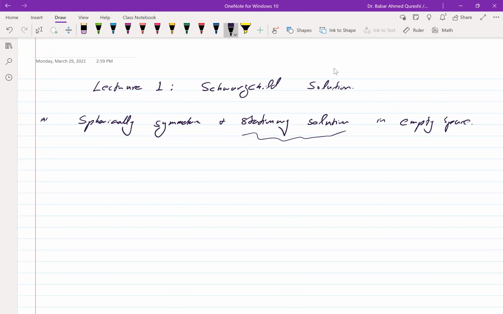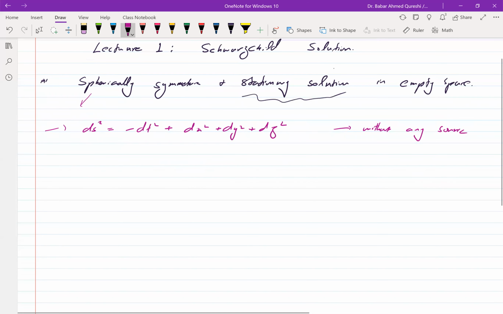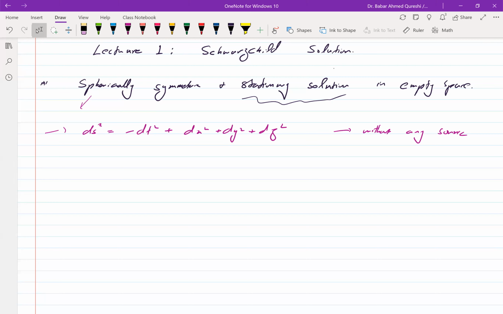Actually, you are familiar with one such solution. This is one such solution, just the Minkowski metric. But this one is without any source. This one has all these properties, but we want to make it a little bit more general. And since it is spherically symmetric, the metric which we will get to is going to be sourced by a spherically symmetric mass distribution as well. So what we are looking for is the metric in the empty regions around, for example, some spherically symmetric mass.